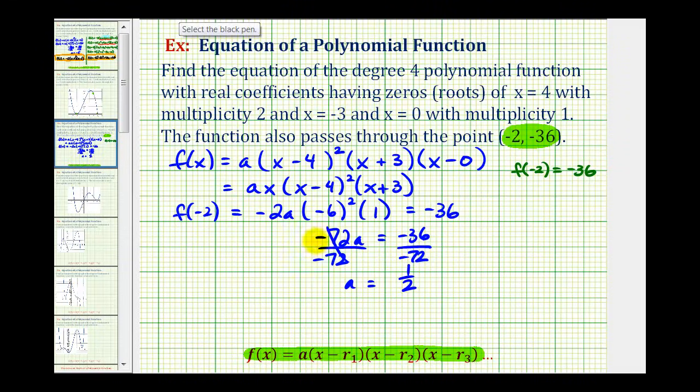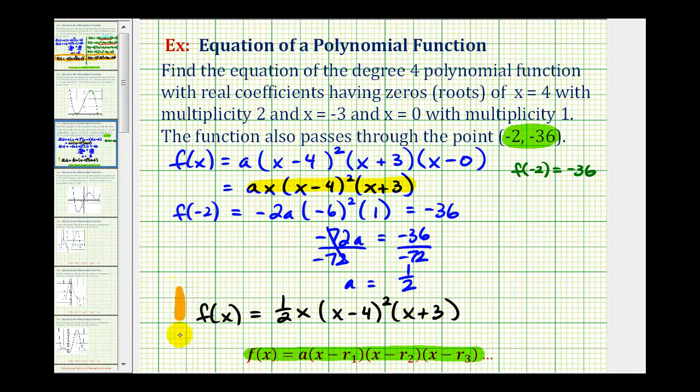So now that we have everything in factored form, our polynomial function will be f of x equals, let's go ahead and use this form here, so we'll have 1/2 x times the quantity x minus 4 squared times the factor of x plus 3. This would be our degree 4 polynomial function that has the given characteristics.